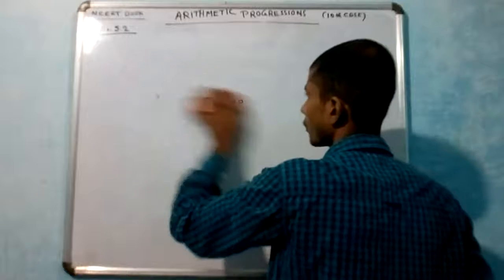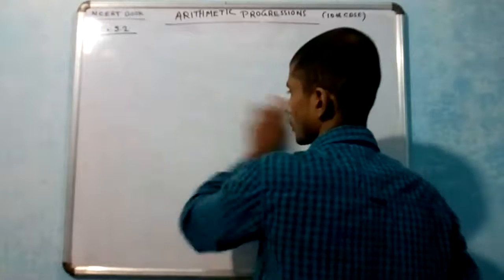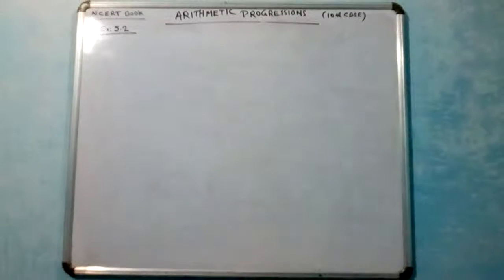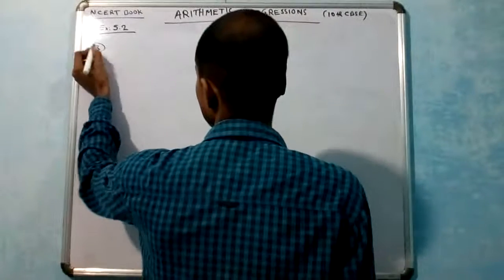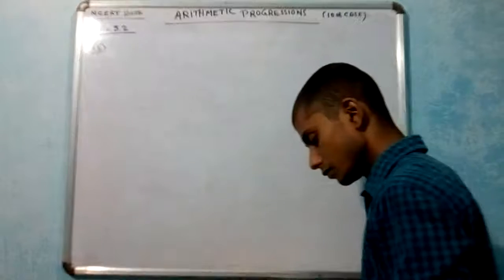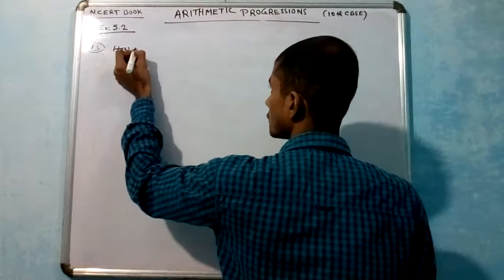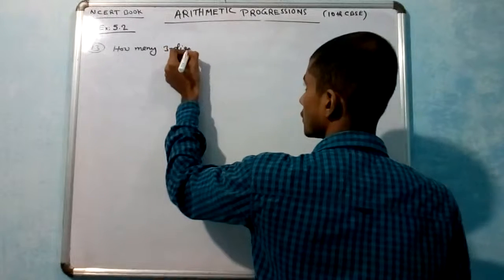You know what, I want to move fast, but I am not able to, because just moving fast won't work unless you understand properly. How many 3-digit numbers are divisible by 7?